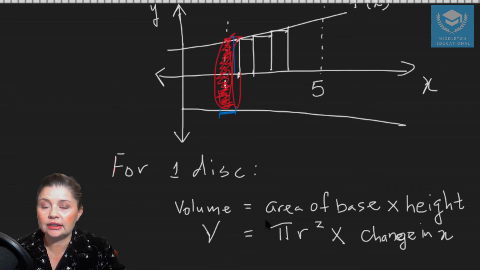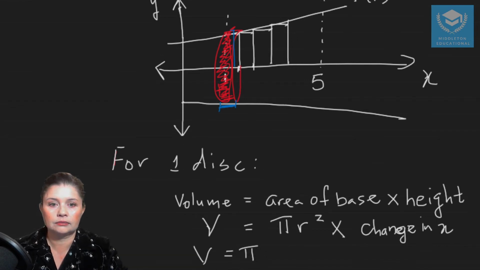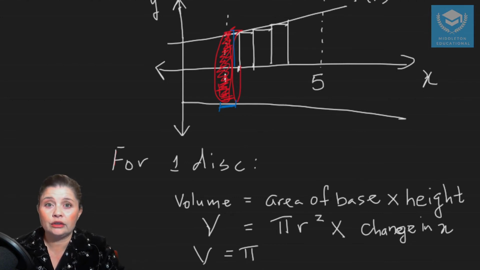So now we need to write it a bit more mathematically than this. We can't just say r because we need to know where that r is going to come from. Okay, so let's look at where the r comes from. So I'm going to say v, let's keep v, is equal to pi. So where are we going to find r? Let's just remind ourselves what r is in this diagram.